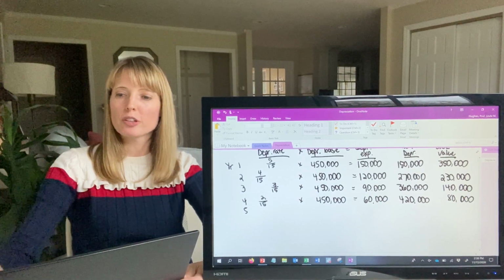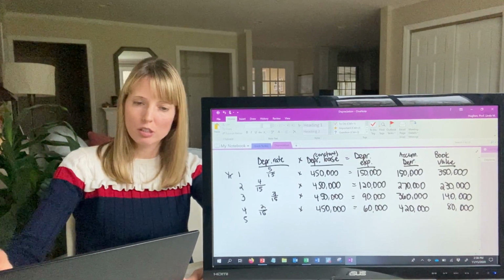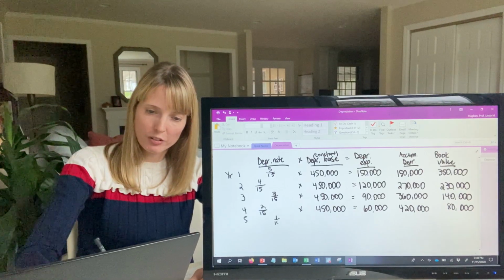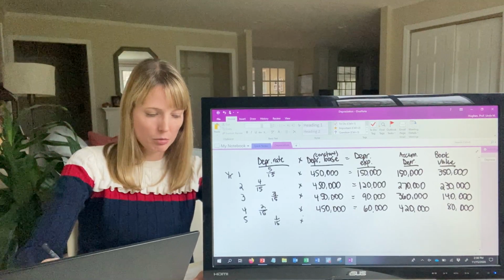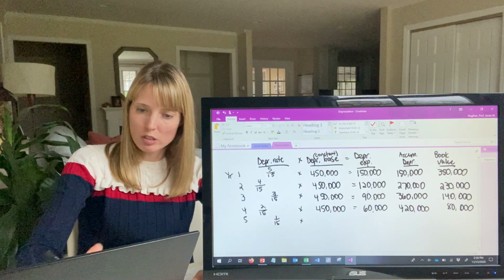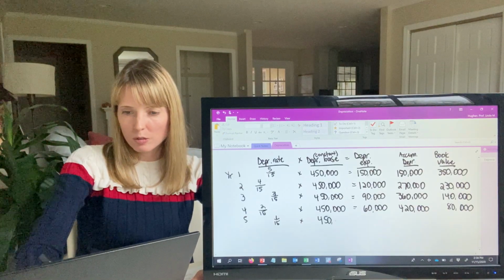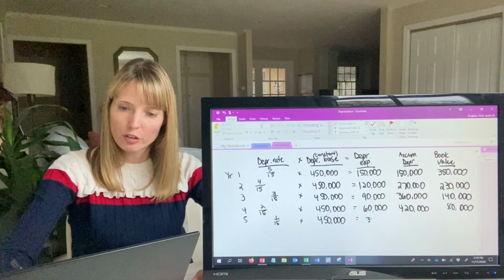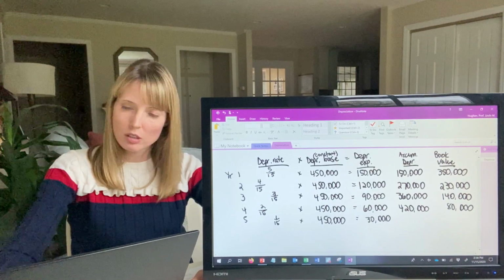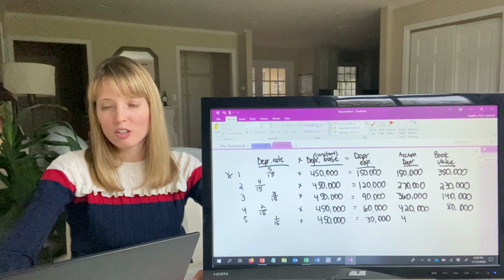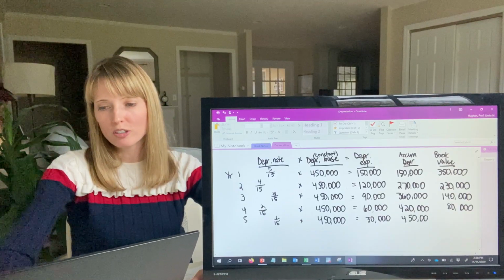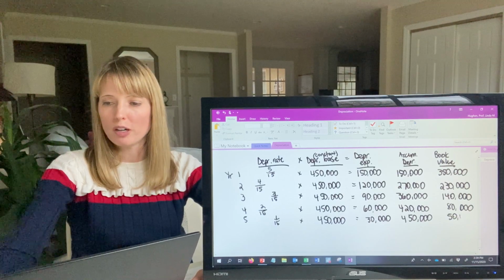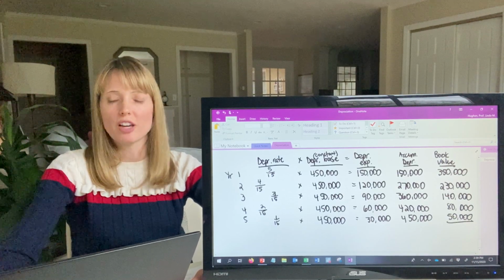And an ending book value at the end of year 4 of 80,000. And in that last year, we have 1/15 left times 450,000. This gives us depreciation expense in year 5 of 30,000, accumulated depreciation of exactly what we want, 450,000, and a book value of exactly what we want, the salvage value of 50,000.